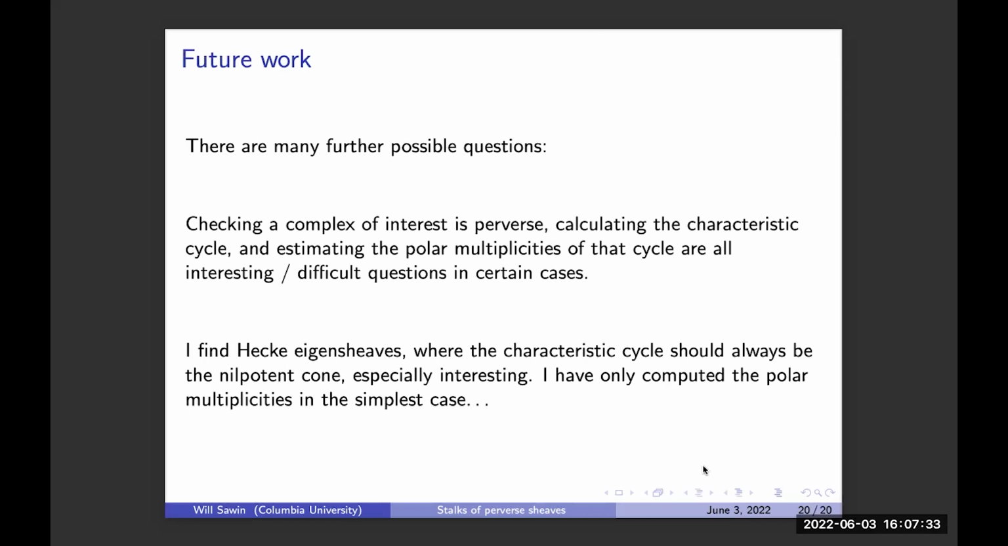If I'm understanding correctly, your result is a local result, and in your method you use a global quantity. Do you think there can be a more local proof? I don't know. Maybe I didn't come up with a more local proof. Perhaps somebody else could. I would strongly suspect that there is a more local proof, but I didn't know how to do it.